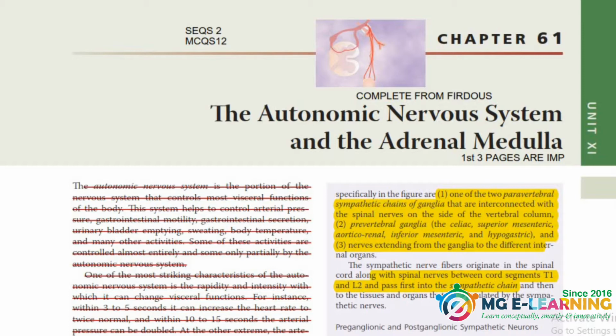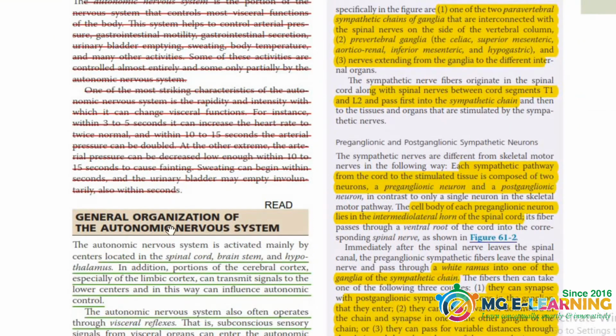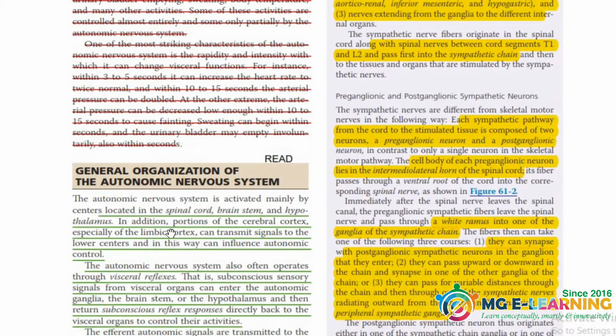Now regarding this chapter, you need to know that the first 3 pages are important from Guyton. Otherwise you have to do the whole chapter from Firdaus. Now this para is not important, you can neglect this. This is the first topic, general organization of the autonomic nervous system.